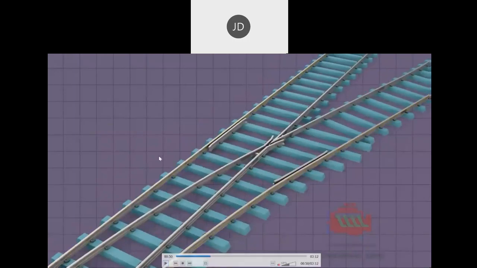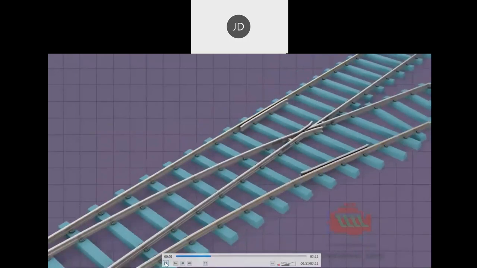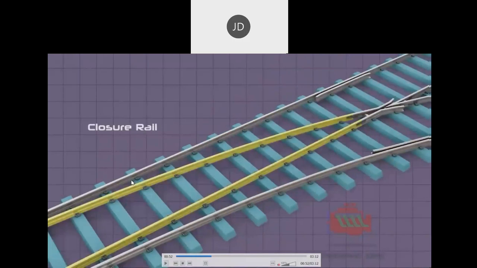This is the stock rail, this is your closer rail. It's between the crossing and the switch. This is a closer rail. So closer rails are straight, maybe straight or curved, rails that are positioned in between the heel of the switch and the toe of the frog. This is the toe of the frog and there will be the heel of the switch, because this is a frog and here is a switch.